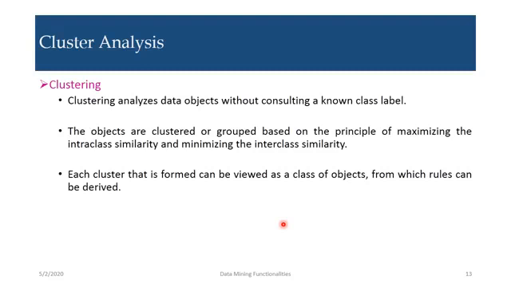And minimize the inter-class similarity, that means the similarity of the objects of one class with the objects of another class should be minimum. So if similarity is minimum with other classes and maximum within the same class, then we can say the cluster is a good cluster. Each cluster that is formed can be viewed as a class of objects from which the rules can be derived.